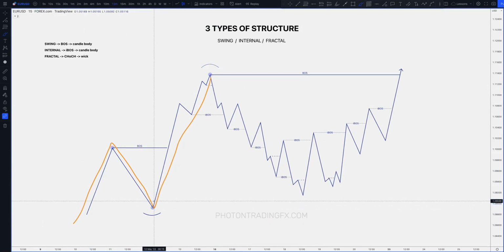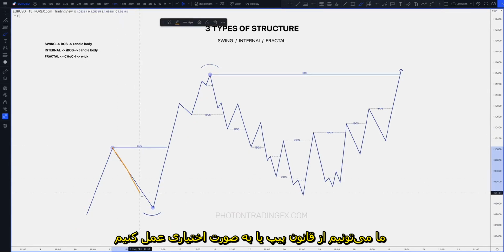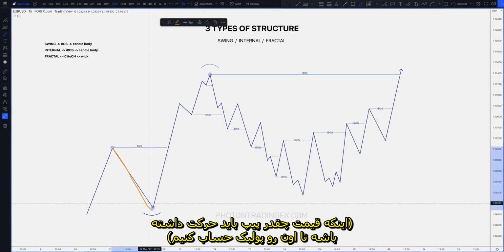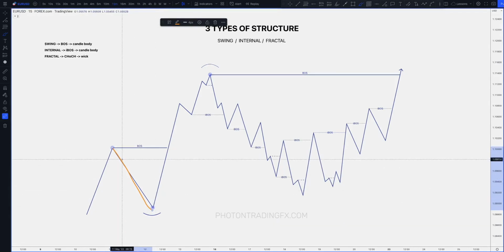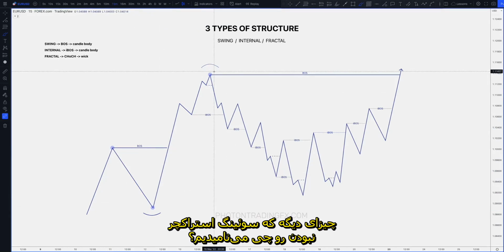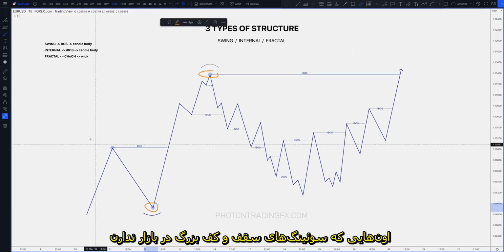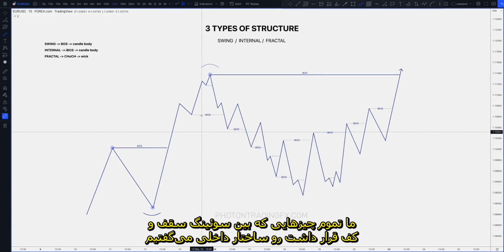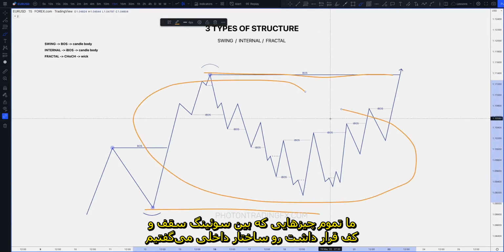Nice and simple, right? We can use pip rules if you want to, or use discretion in order to classify what you deem to be a significant enough pullback to count as swing structure. Now, everything else, the other pieces of structure that aren't those big swing highs and swing lows in the market, we have simply referred to everything in between that swing high and that swing low, all of this, as internal structure.